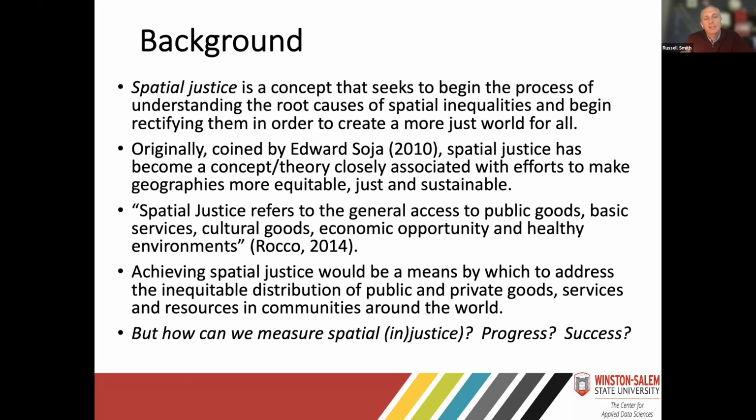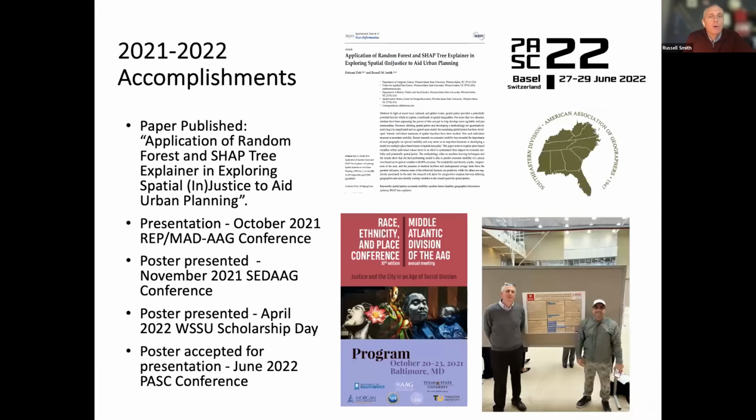And so the question comes to pass then, well, how can we begin to measure this? One, as a starting point; two, as we make progress towards tackling this goal; and then three, what would success maybe look like? And in my mind, the development of an index was a good starting point for this. Over the last year, I'm happy to announce we've had another paper published, by Dr. Deb and myself, application of random forest and shape tree explainer in exploring spatial injustice to aid urban planning. There's a poster upcoming at a conference in June related to this work.